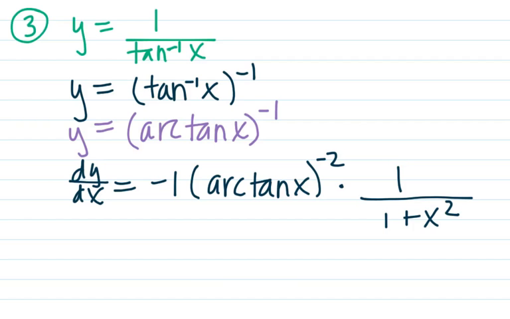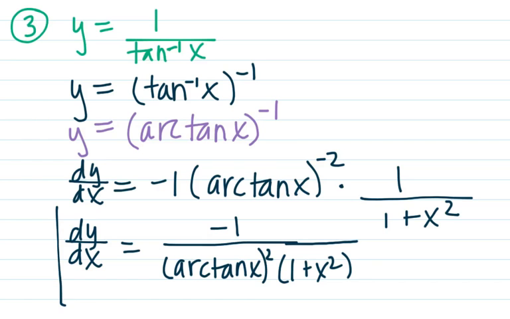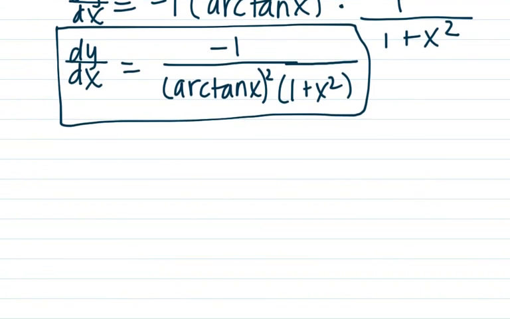And again, not much to clean up here. It's just got a negative exponent, so we're going to put it in the denominator and put it all together in one giant fraction. So I'm going to get a negative 1 on top, and I'm going to get arc tangent x squared times 1 plus x squared. I'm going to have to make my line a little longer. Alright, and that's really as much as we can do again. These don't really have a lot to simplify most of the time.